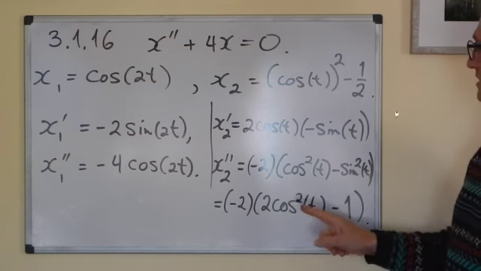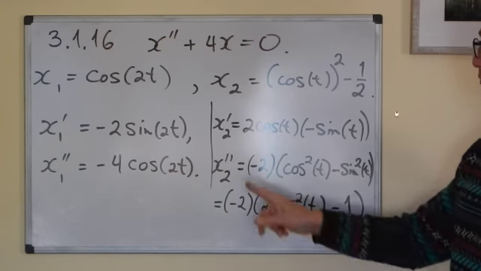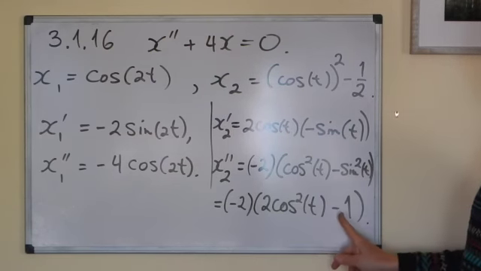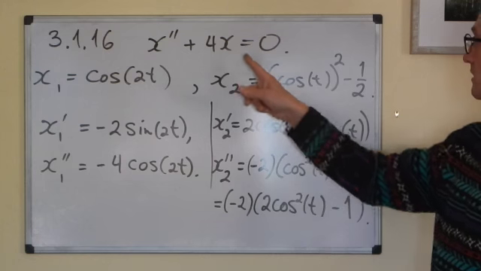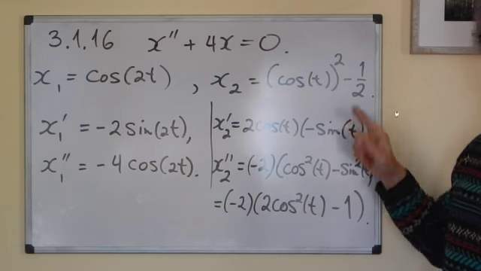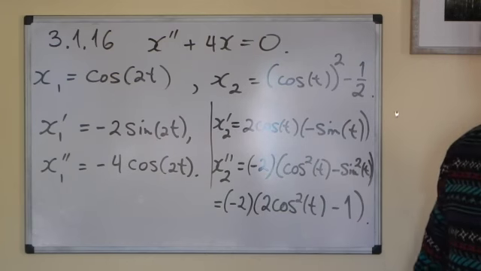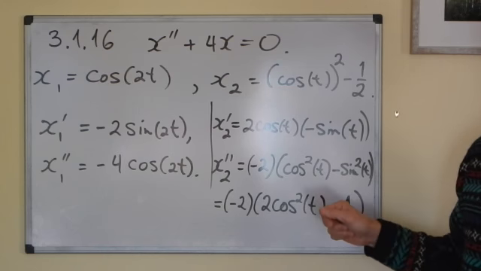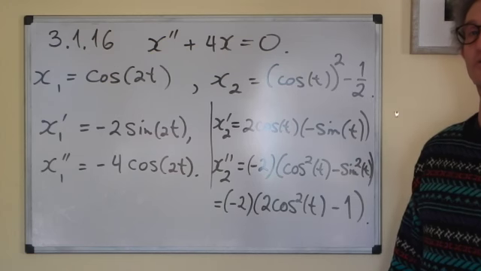And so let's see, what do I have? I have minus 2 times 2 is minus 4 cosine squared plus 4 cosine squared, so that's 0. And I have minus 2 times minus 1, which is plus 2, and then plus 4 times minus 1/2, which is minus 2. So I have plus 2, minus 2, and that's also 0. So x2 is also a solution to this equation. Now we need to decide whether any linear combination of x1 and x2 will give us all solutions.